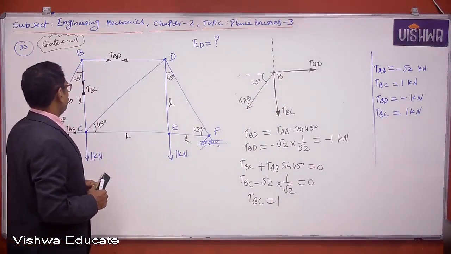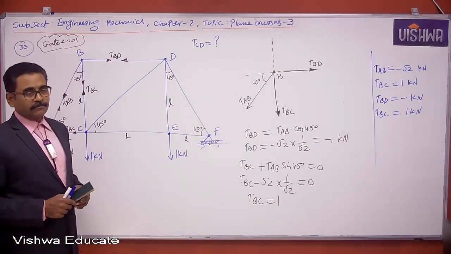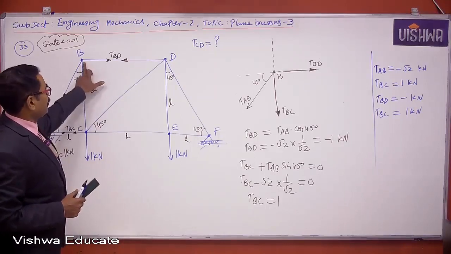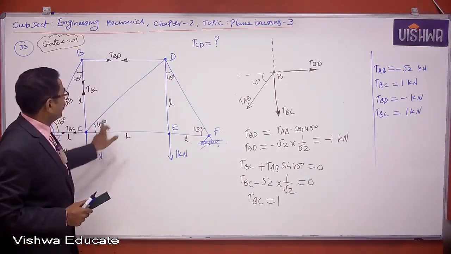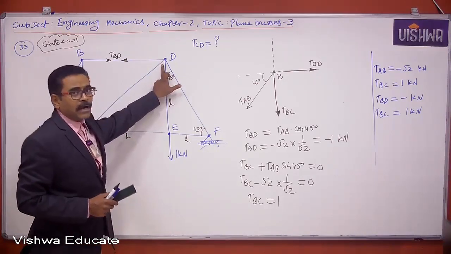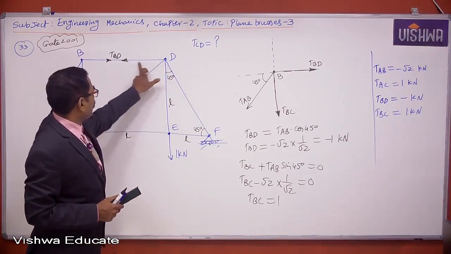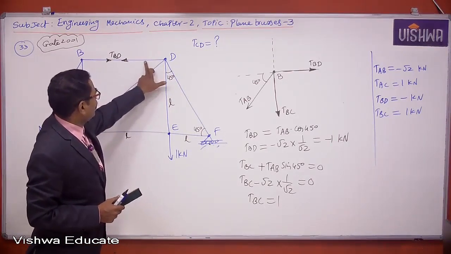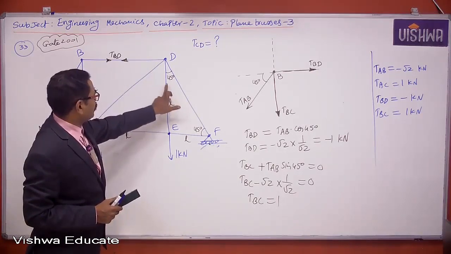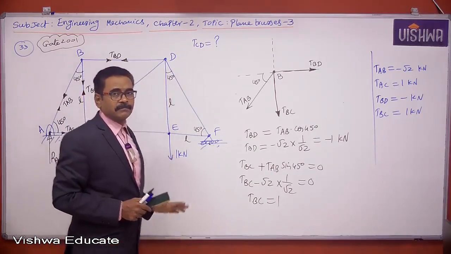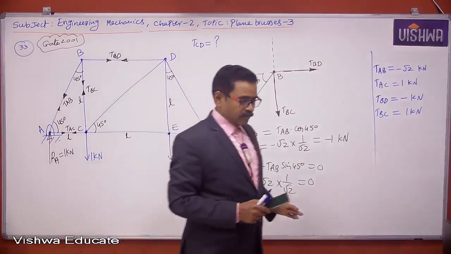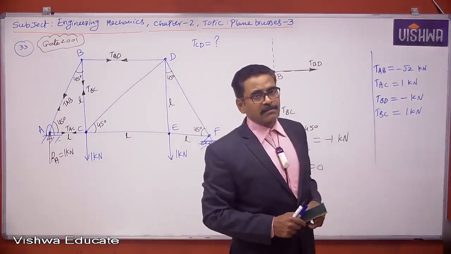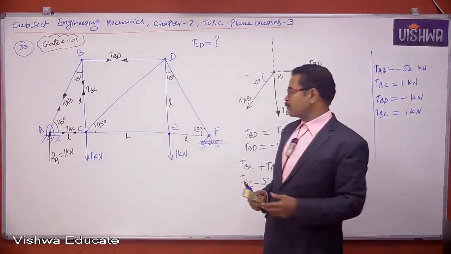Now, which joint do I have to take? What is the neighboring joint of B? Either D or C. If I take D, how many unknowns do I have to deal with? Of course, I know the force carried by TBD, but I don't know the force carried by this, this, and this. So at a joint, I cannot deal with 3 unknowns. I can deal with only 2 unknowns.